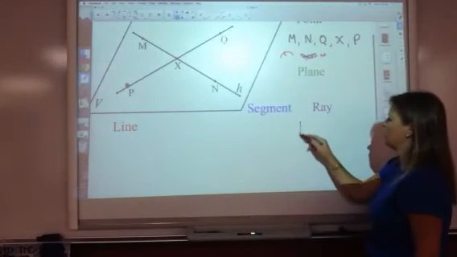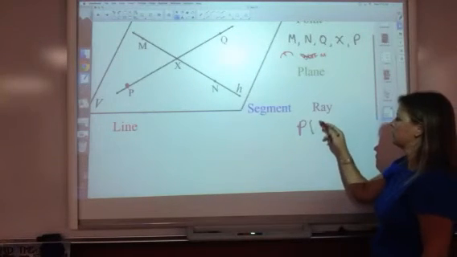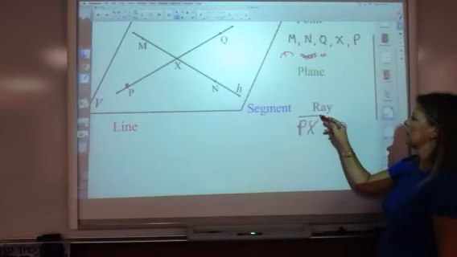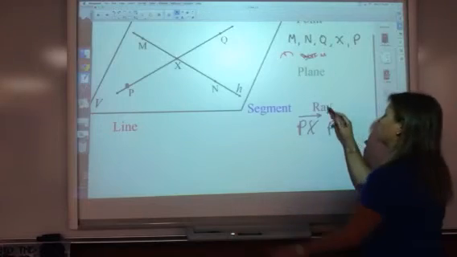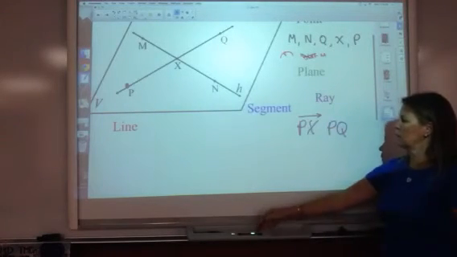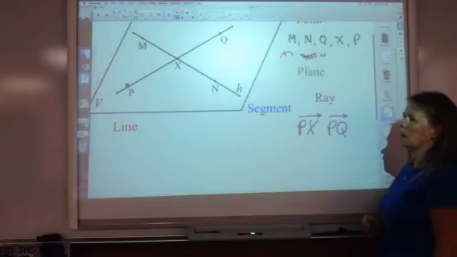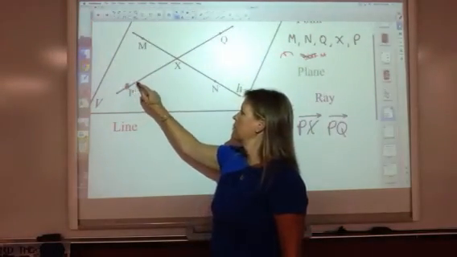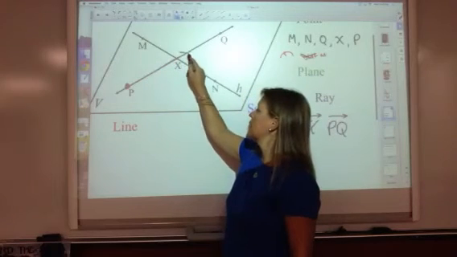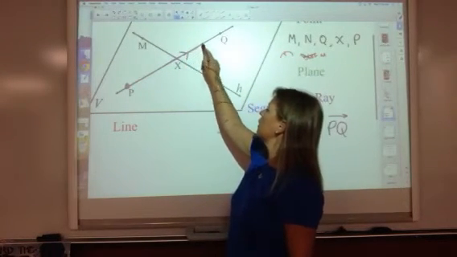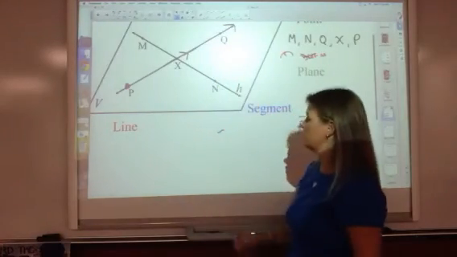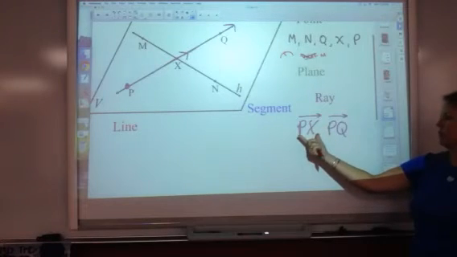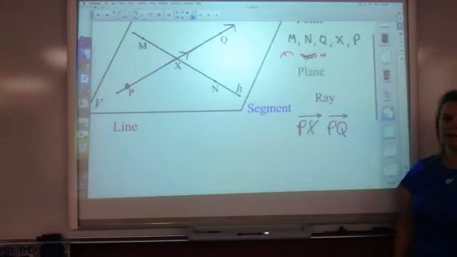I don't know. What do I want to call it? Do I want to call it ray PX? Or do I want to call it ray PQ? I'm going to put a ray symbol over it, which is an arrow going to the right, always this direction. You can call it ray PX or ray PQ, because both of them, the initial point is at P. It's going to go through X, but the arrow tells me, nope, it's going to keep going, which means it eventually goes through Q anyway. So if you named that purple ray, it's named ray PX or ray PQ.